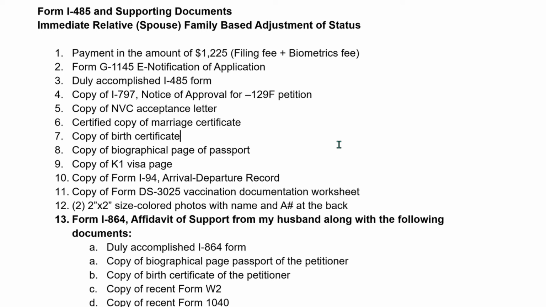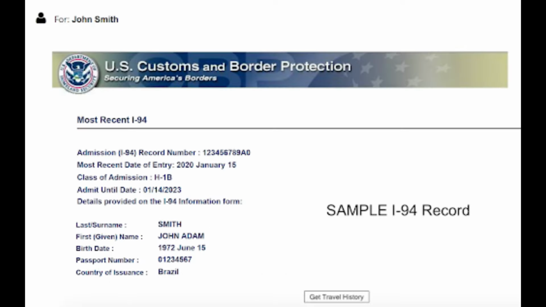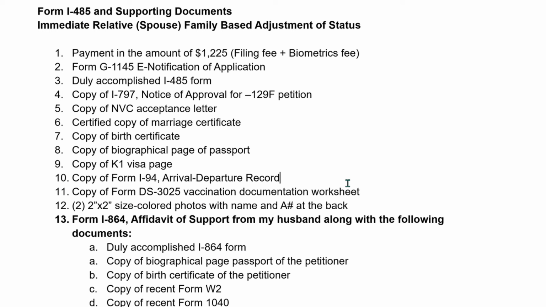And next, we have the copy of birth certificate, of course, from PSA. And copy of our bio page passport. Copy of K-1 visa page. Next, we have the copy of Form I-94 or the Arrival Departure Record. So, this is the I-94. Ayan. So, I will just put the link below para mas madali ninyo ma-access, guys.